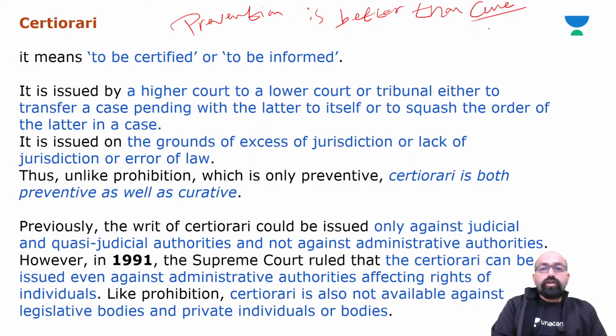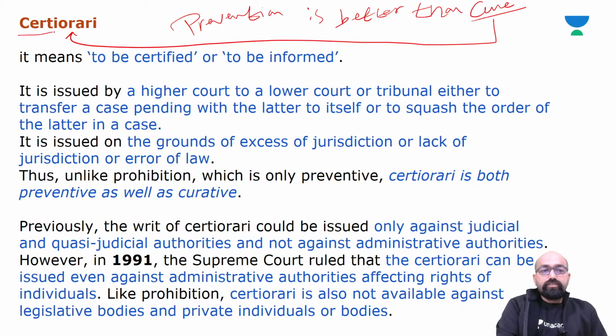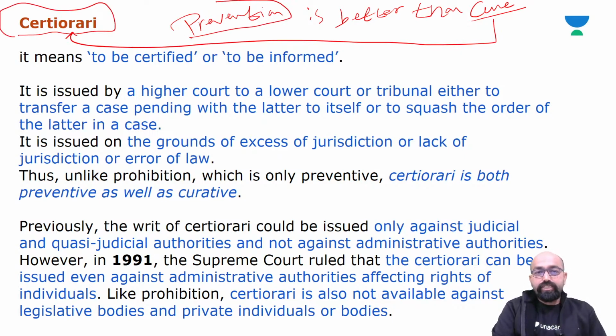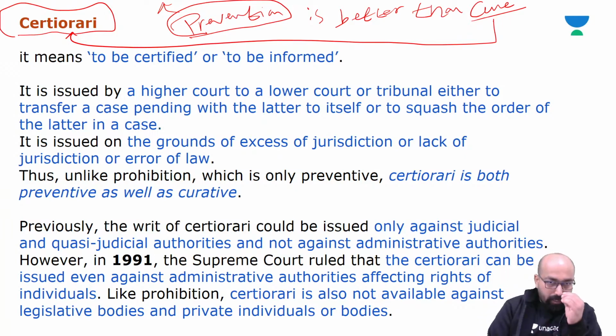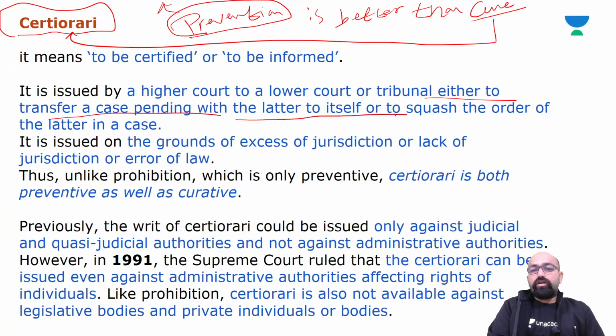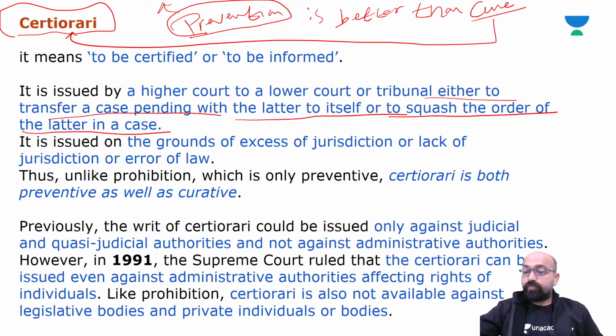Okay, so we can say cure is related with the certiorari writ and prevention deals with prohibition. Now we'll see certiorari. It means to be certified or to be informed, right? It is issued by a higher court to a lower court or tribunal, either to transfer a case pending with the latter to itself or to quash the order of the latter in a case. It is issued on the grounds of excess of jurisdiction, lack of jurisdiction, or error of law. Alright.